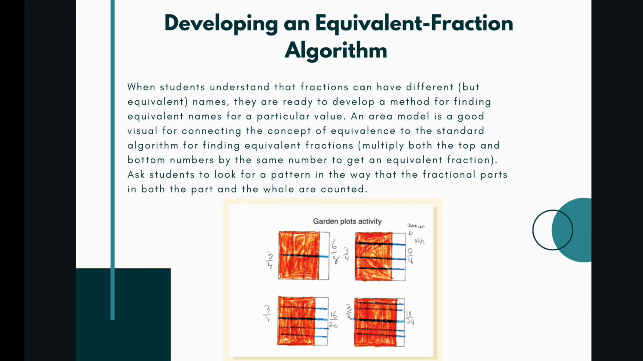Ask students to look for a pattern in the way that the fractional parts in both the part and the whole are counted. On the picture here below, it's an example of garden plots. So you can have students draw a square or a garden on blank paper, or give each student a square paper like origami paper. And you can start explaining that the garden is divided into rows of various vegetables.